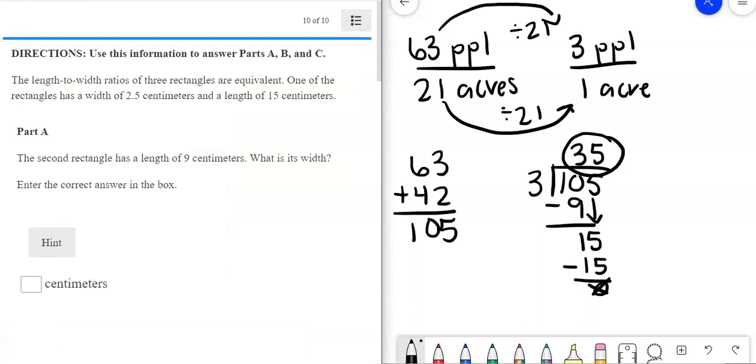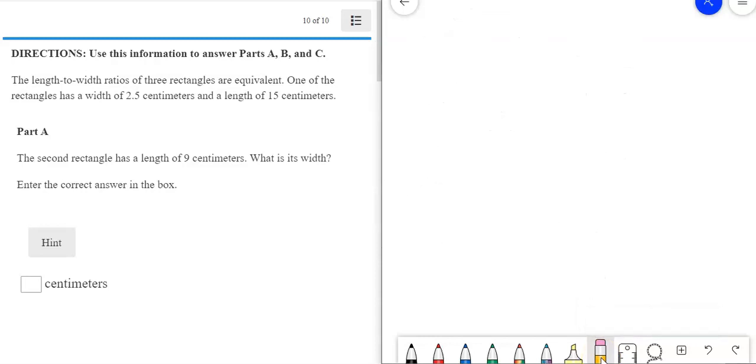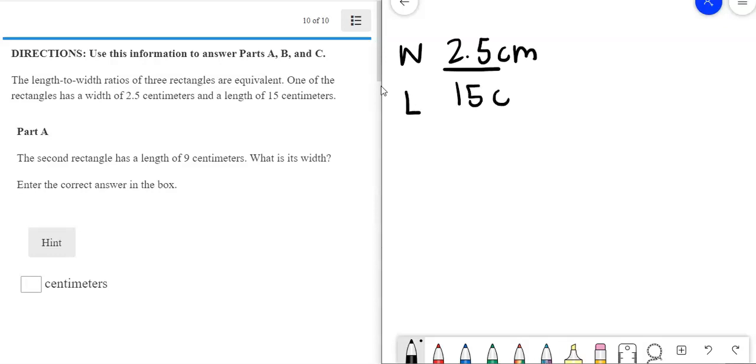Okay, and then number 10 in your book is number 13. So the length to width ratio of three rectangles are equivalent. That means they're equal. One rectangle has a width of 2.5 centimeters, a length of 15 centimeters. The second rectangle has a length of 9 centimeters. What is the width?